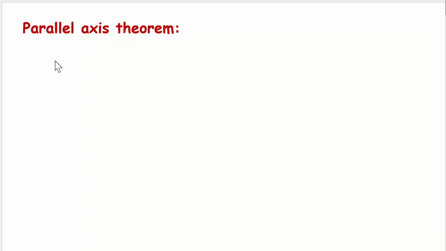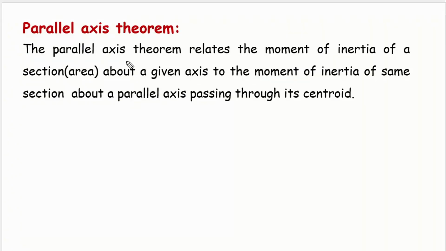Hello everyone. Here we would like to understand a very important concept, the parallel axis theorem. The parallel axis theorem relates the moment of inertia of a section or area about a given axis to the moment of inertia of the same section about the parallel axis passing through its centroid.